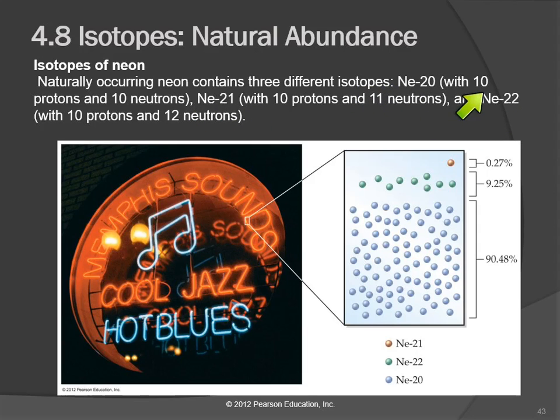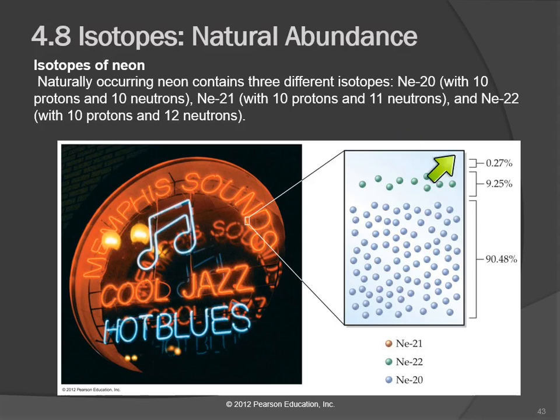Neon 20 has 10 protons and 10 neutrons. Neon 21 also has 10 protons. All of them have 10 protons because that's what says this is neon, 10 protons. But this one has 11 neutrons. Neon 22 has 10 protons and 12 neutrons. So slight variation in the number of neutrons.